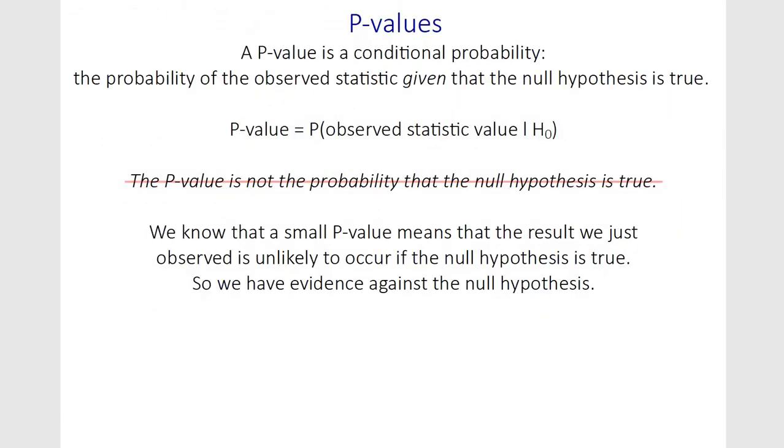Okay, so p-values. You want to make sure that you're using the right language when you're describing a p-value, okay? It's a conditional probability. It's the probability of your observed statistic given that the null hypothesis is true. You can write it as a formula; see how it's a given formula, or conditional probability.